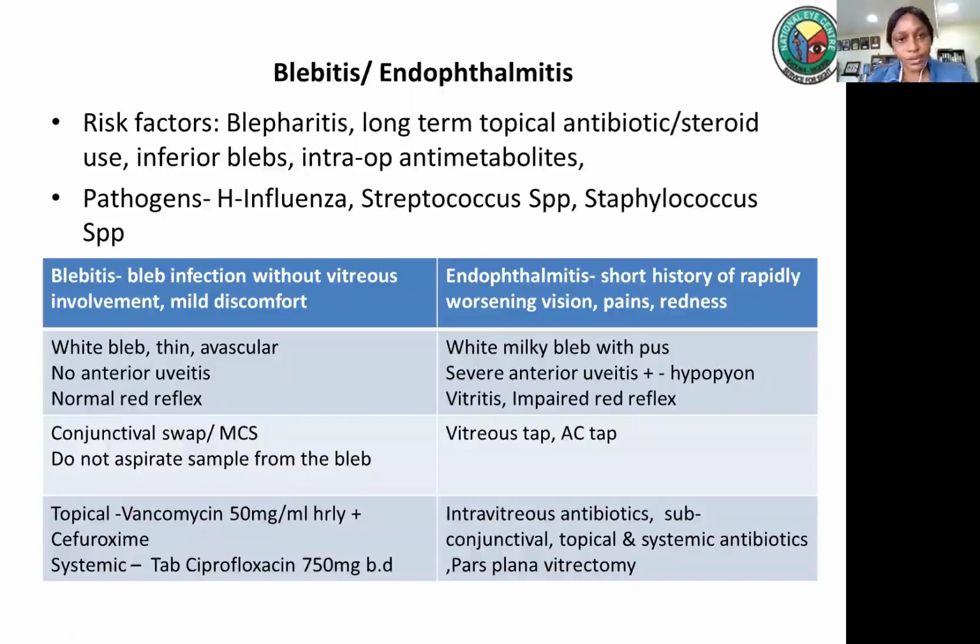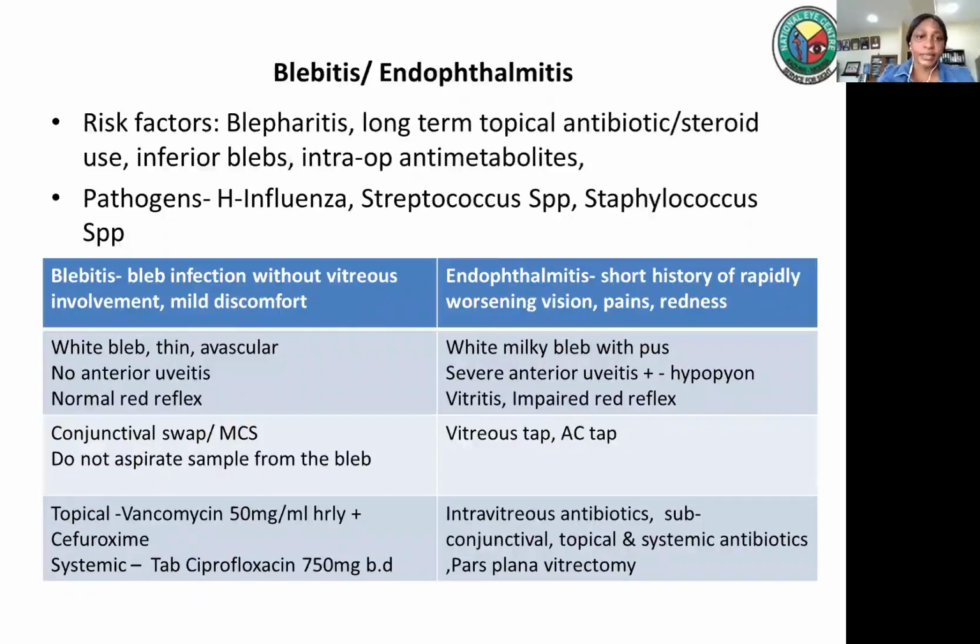Now, another complication that you have is blebitis, infections, blebitis, endophthalmitis. Risk factors include blepharitis, long-term steroid or antibiotic use. Why this is very important is because you put patients on steroids. Usually, I said I put them for up to 3 months. And your patients may not come back for follow-up, and he continues using the steroids. So after trabeculectomy, we'll have to be very clear to the patients as to when we want them to use or not to use medications. So long-term topical antibiotics or steroid use can predispose to infections.